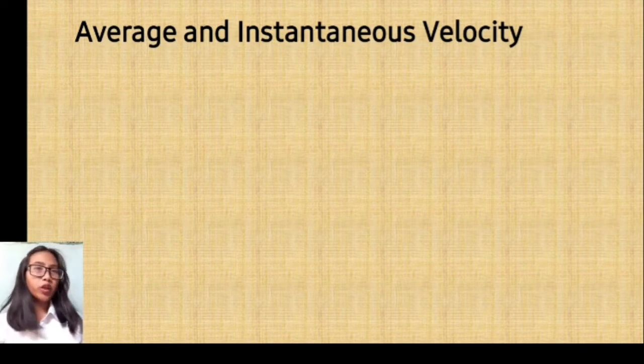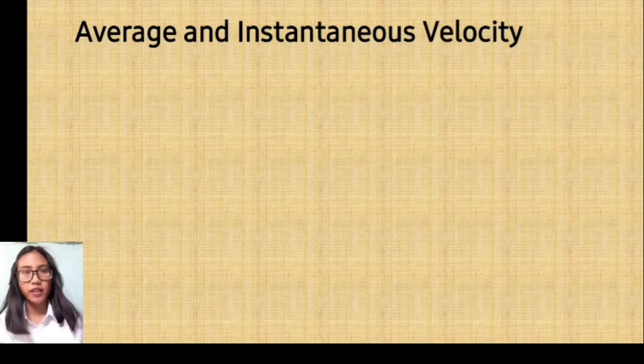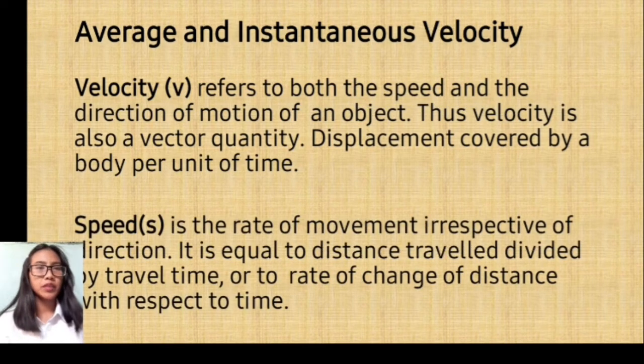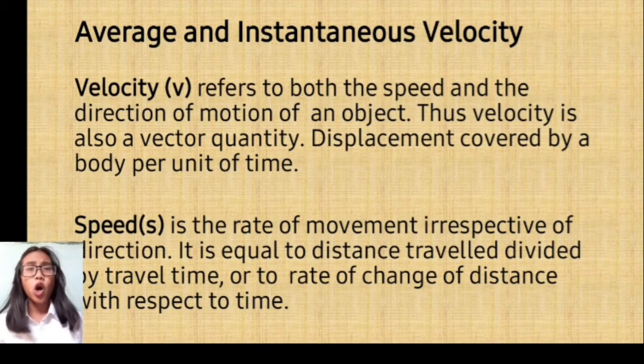So, when we talk about average and instantaneous velocity, we need to define first what is velocity and speed. Velocity refers to both the speed and the direction of motion of an object. Thus, velocity is also a vector quantity because it is the displacement covered by a body per unit of time, while the speed is the rate of movement irrespective of direction. It is equal to distance traveled divided by travel time, or the rate of change of distance with respect to time.